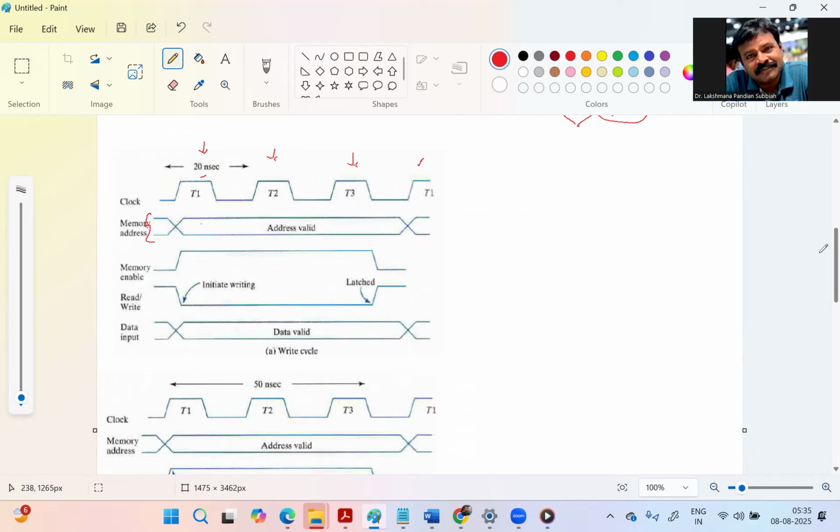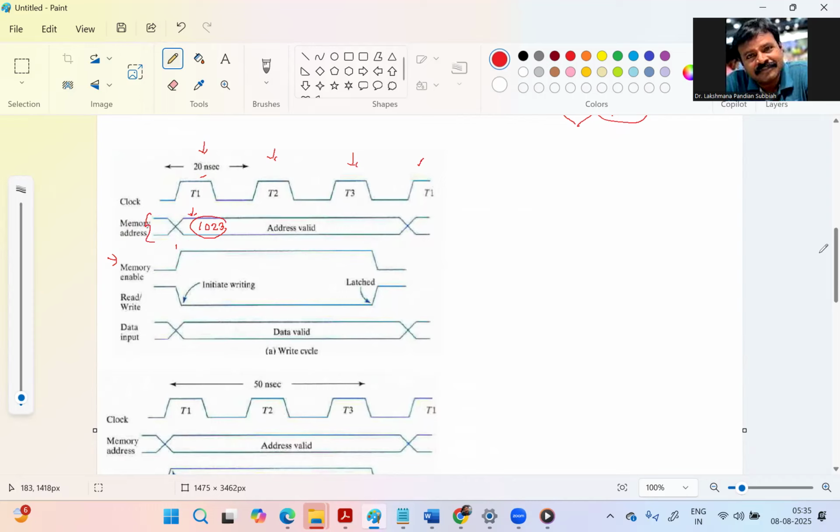Then suppose we want to access the 1023rd location, then you have to place the value 1023 in that address line. And then you have to enable the memory. So we have to enable the memory. Now the memory enabled, and that address line is going to be enabled. So this is the case, right? First clock pulse, we are placing the address line, and also the memory enable cycle is going to be on, right?